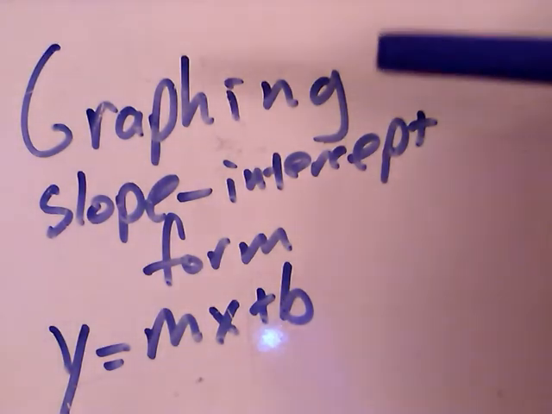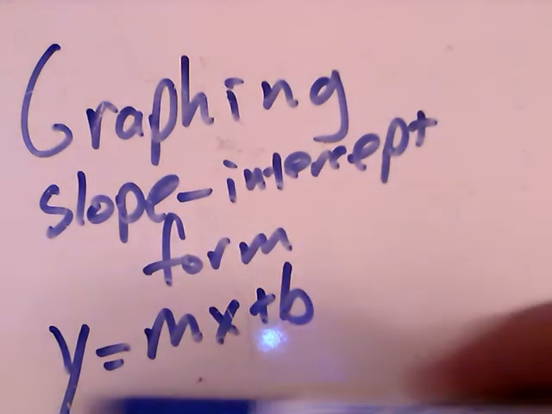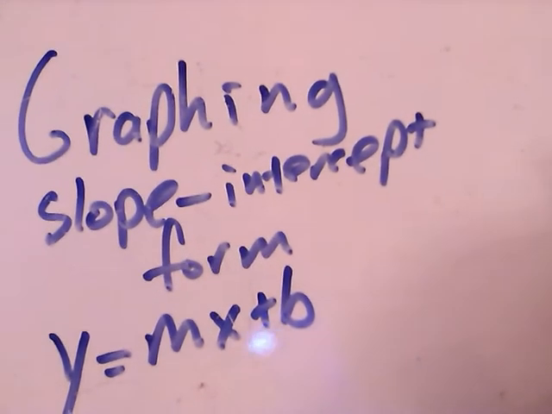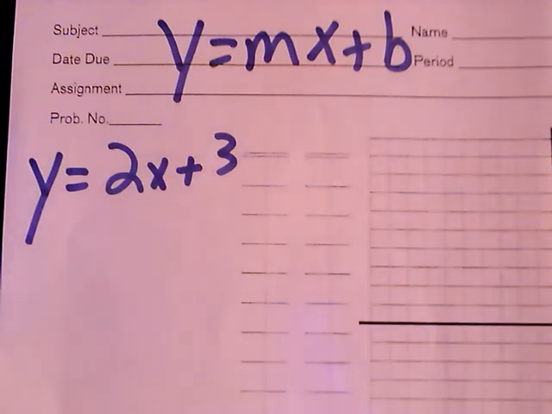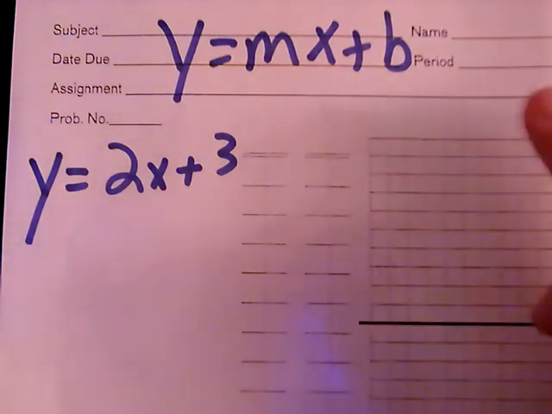Alright, in this video we're going to talk about graphing slope-intercept form, so that is when it's y equals mx plus b. Go over a couple examples. Alright, so the first one we're going to talk about is y equals 2x plus 3.